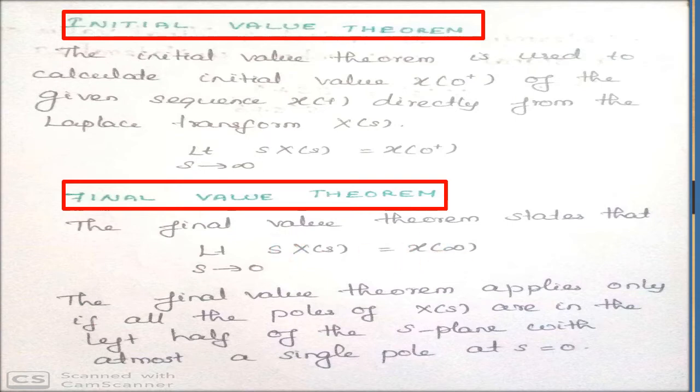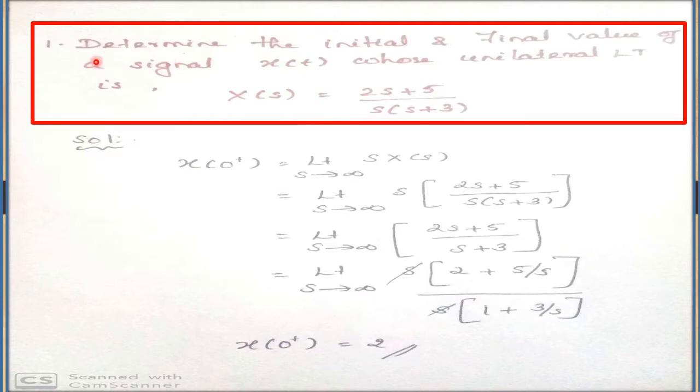So first problem, determine the initial and final value of the signal x of t whose unilateral Laplace transform is X of s is equal to (2s plus 5) divided by s into (s plus 3). So here the Laplace transform is given. So by using the initial value theorem, x of 0 is equal to limit s tends to infinity s into X of s. Always remember, if you want to find the initial value, we have to apply the limit as infinity. If we need to find the final value, then we have to apply the limit as 0.